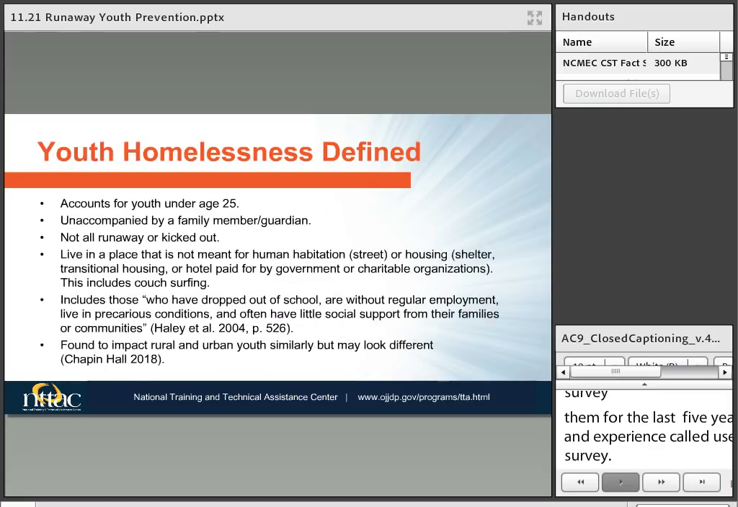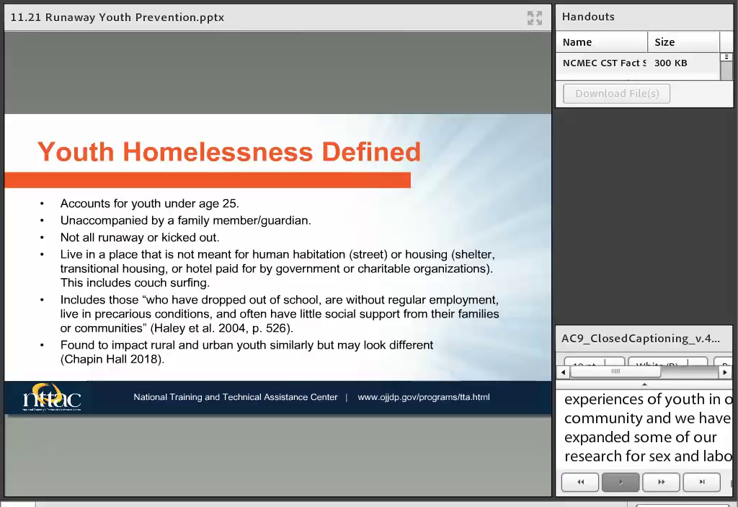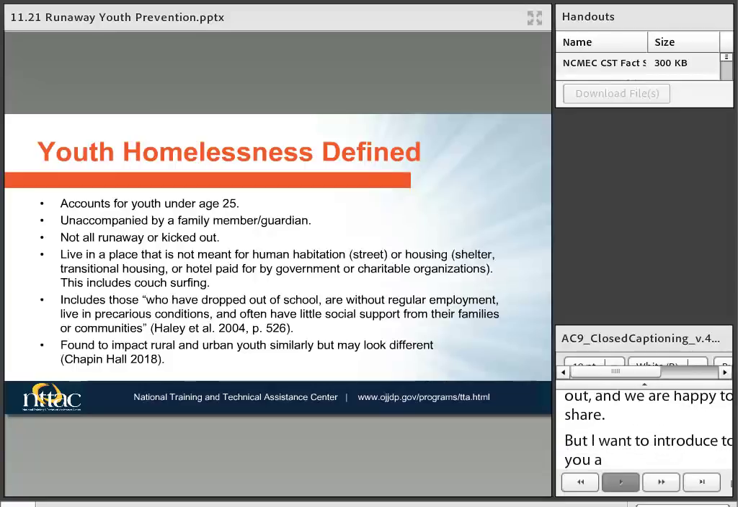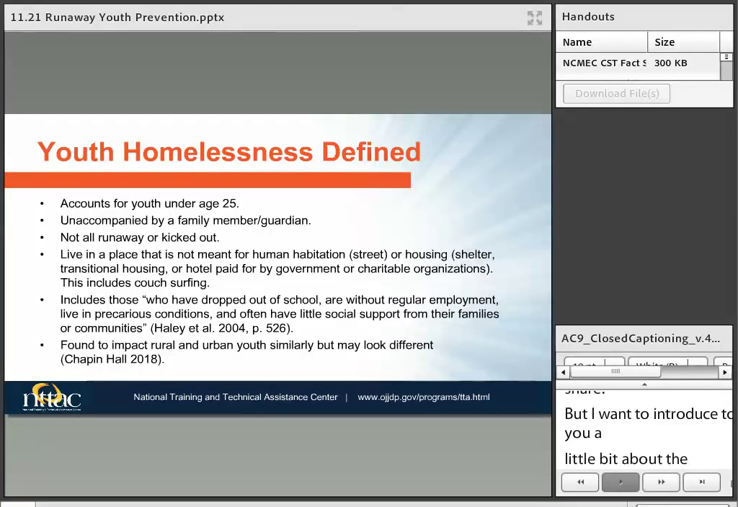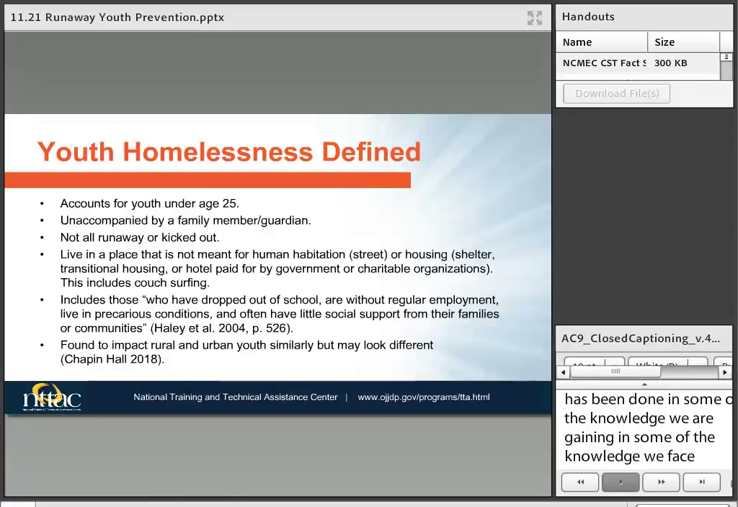But I want to introduce to you a little bit about the definition of homelessness. I'll talk to you about some of the research that's been done and some of the knowledge that we're gaining, some of the challenges that we face regarding studying homeless youth, and some of the research that we've begun on prevention around the country and some of the goals of homeless youth prevention. I just want to let you know that I do have to sign off after I speak. I have to finish my class. This is the last week of classes for us at ASU. So I will be signing off, and Byron Fassett will be answering questions regarding my section.